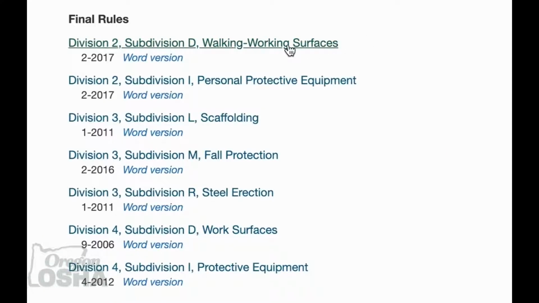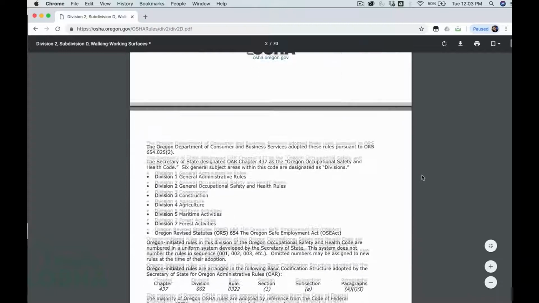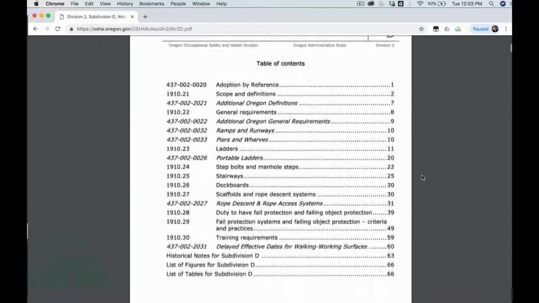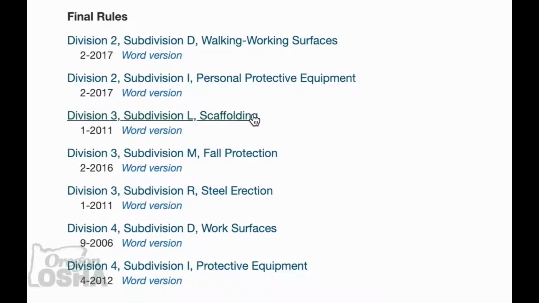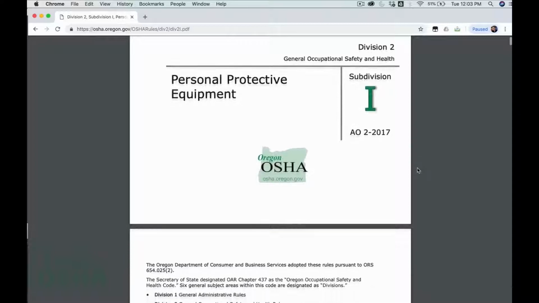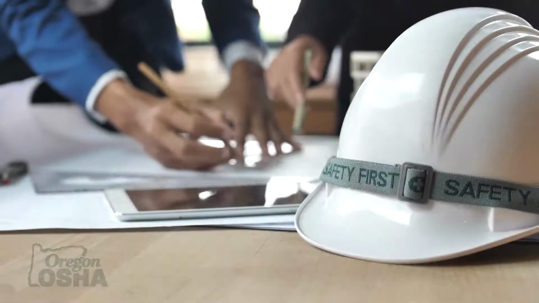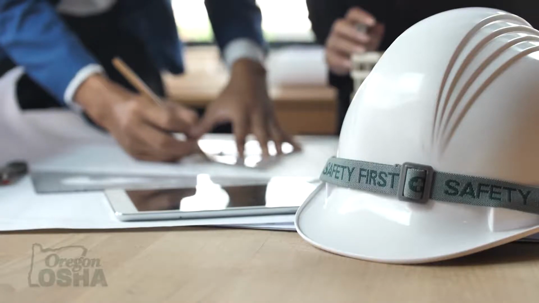General industry fall protection is covered in Division 2, Subdivision D, titled Walking Working Surfaces. The term general industry refers to all industries not engaged in agriculture, construction, maritime, and forestry activities. Scaffolding requirements in general industry are referenced from the same one that construction uses, Division 3, Subdivision L. Personal fall protection equipment is covered in Division 2, Subdivision I, Personal Protective Equipment. It will be of great value to you and your company to have a good knowledge of OSHA standards that relate to your industry and how to apply them.